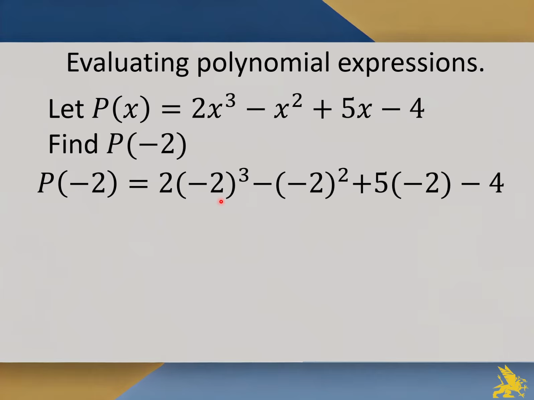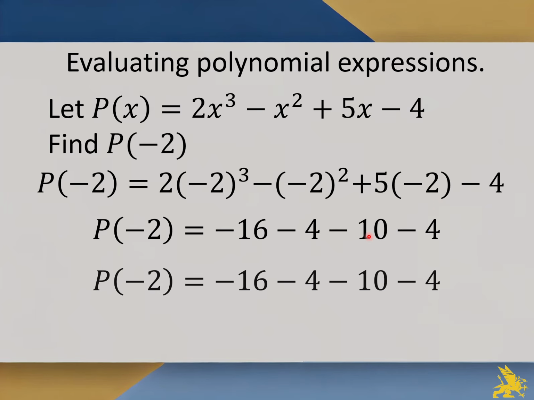So negative 2 to the power of 3 is just negative 2 times negative 2 times negative 2, times 2 is then negative 16. Negative 2 squared is 4, so then take away 4. 5 times negative 2 is negative 10, take away 4. So then I've got negative 16, take away 4, take away 10, take away 4. I accidentally wrote it 2 times. I then do this, so negative 16 take away 4 is negative 20, take away 10, negative 30, take away 4, negative 34.